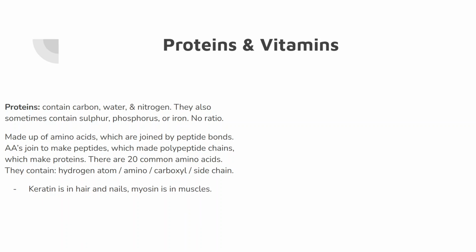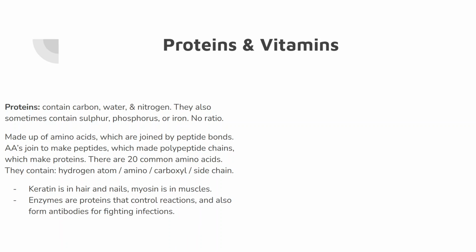Keratin is a protein that's in your hair and nails, and myosin is a protein that's in your muscles. Enzymes are also proteins, and we saw these control reactions in metabolism, and they can also form antibodies for fighting infections.